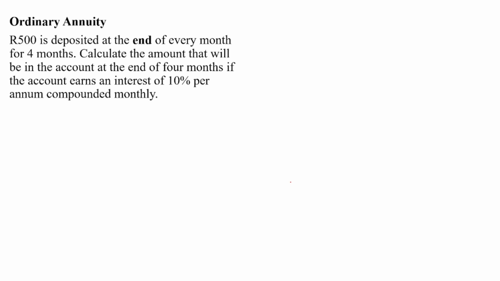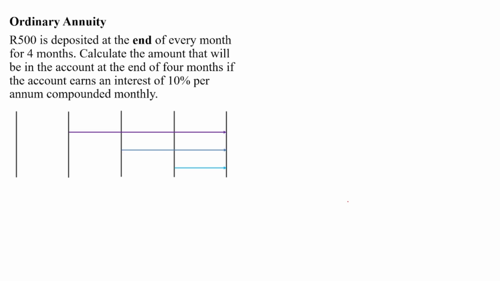500 Rand is deposited at the end of every month for 4 months. Calculate the amount that will be in the account at the end of 4 months if the account earns an interest of 10% per annum compounded monthly. Let's try to put this on a timeline. The payments are done when? At the end of every month.